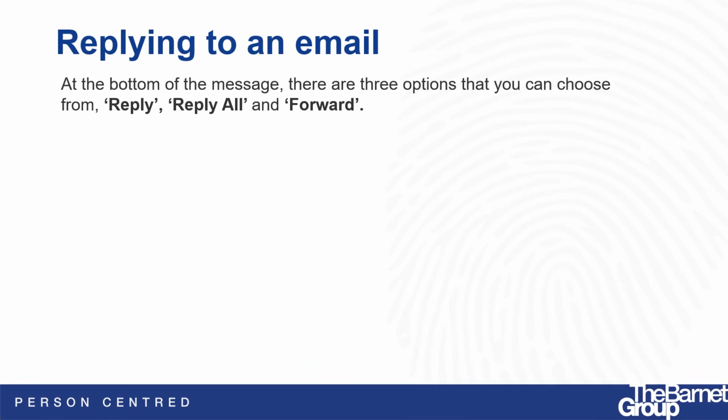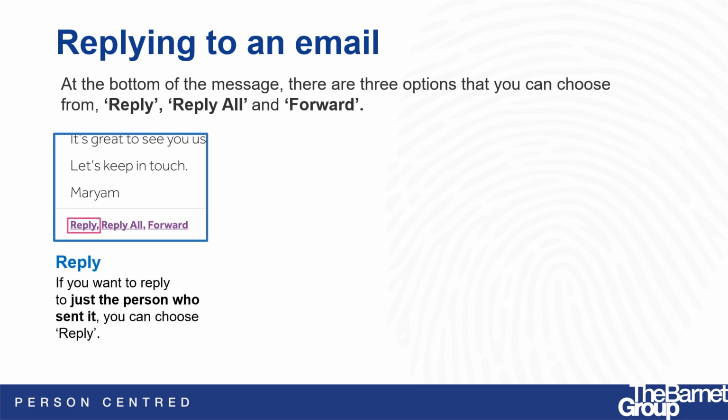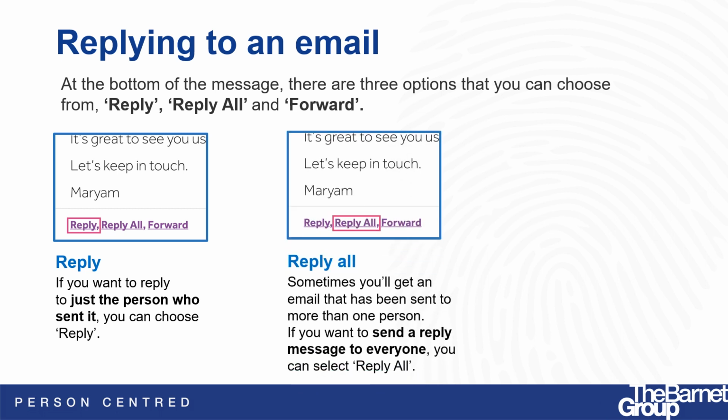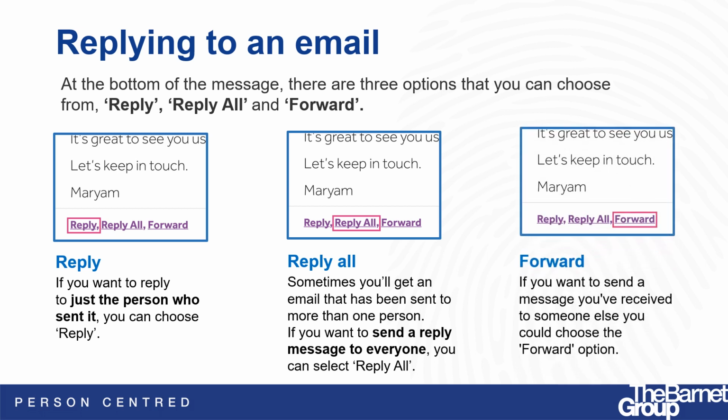Replying to an email. At the bottom of the message, there are 3 options that you can choose: reply, reply all, and forward. If you want to reply to just the person who sent it, you can choose reply. Sometimes you'll get an email that has been sent to more than one person. If you want to send a reply to everyone, you can select reply all. If you want to send a message you've received to someone else, you could choose the forward option.